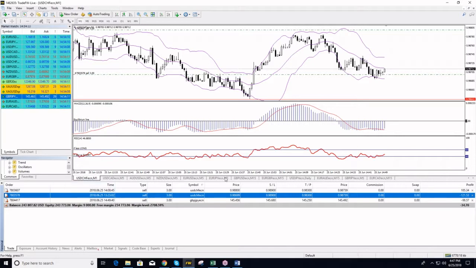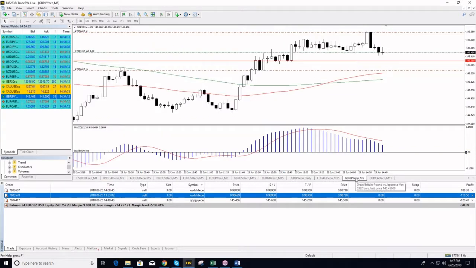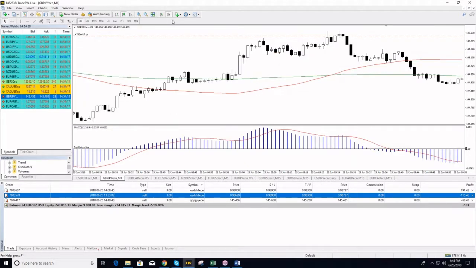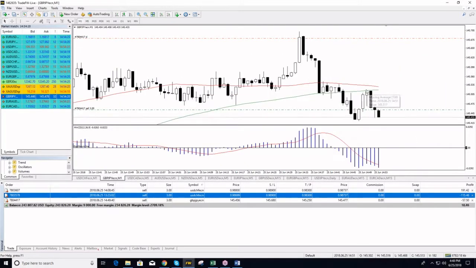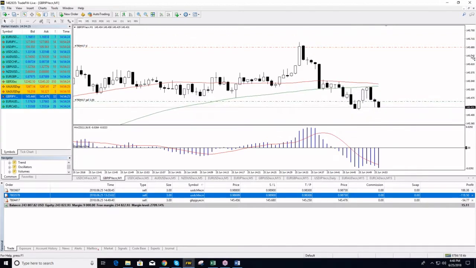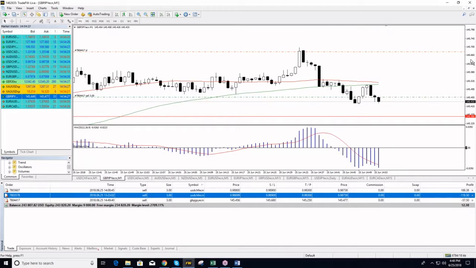I repeat that we have just shorted again. We have shorted pound yen. That's why I will move this pound yen here. I will put the 1-minute chart. I don't want to see a close above this level on the 1-minute chart. I will closely, very closely monitor the trade.